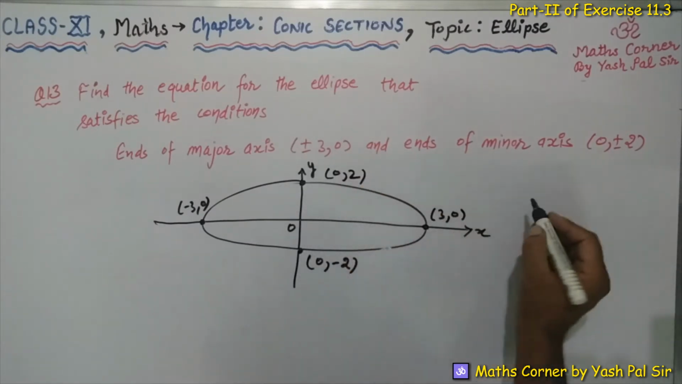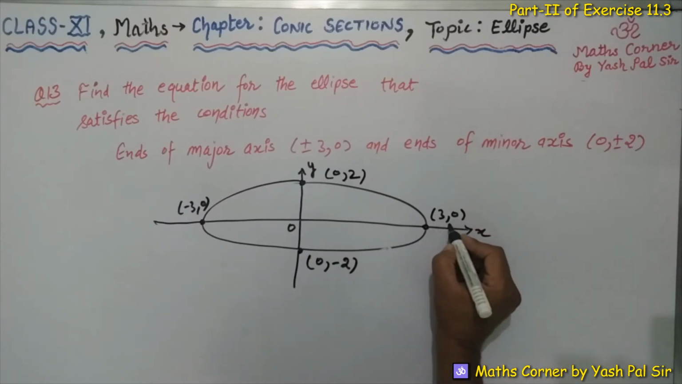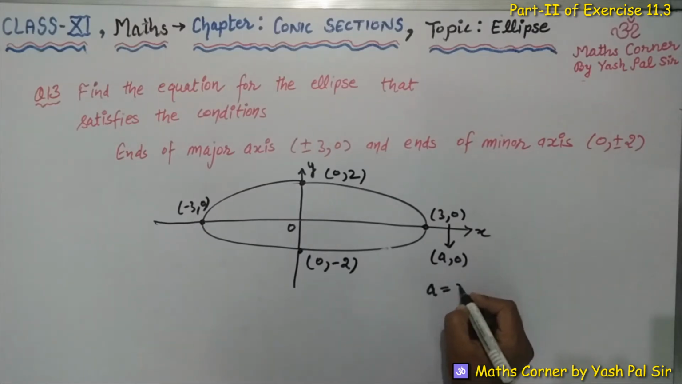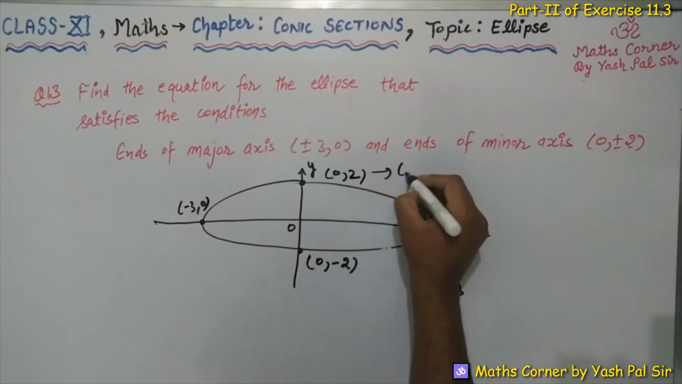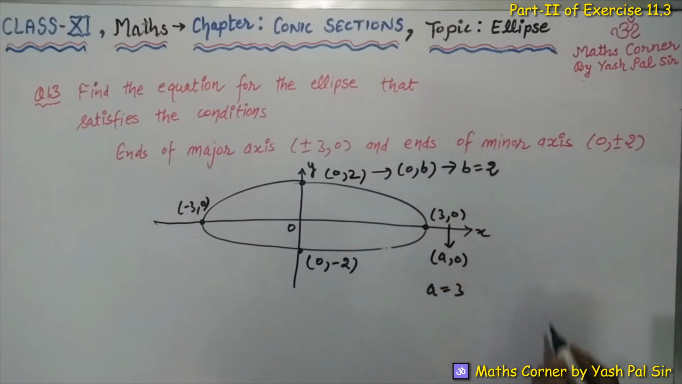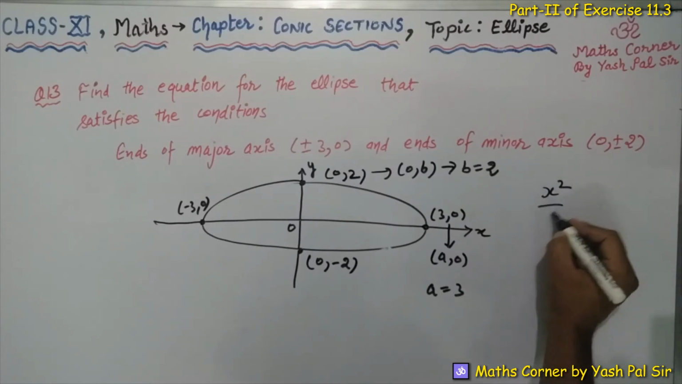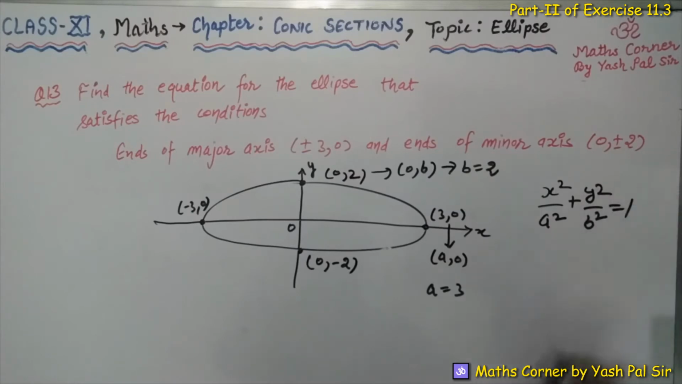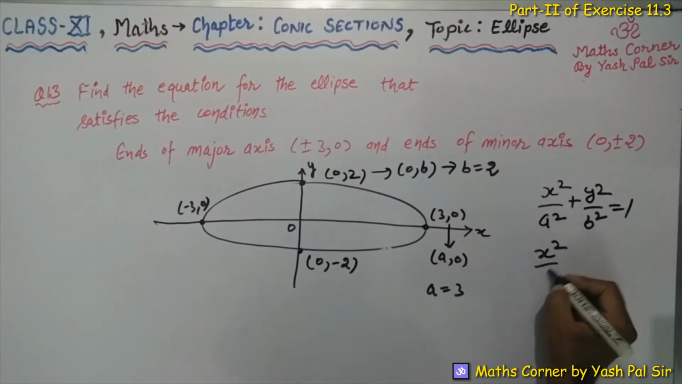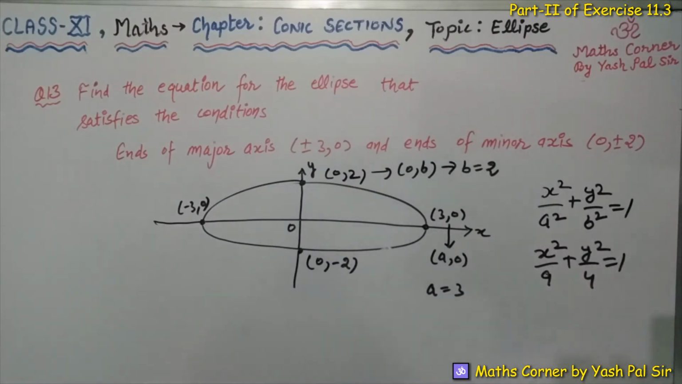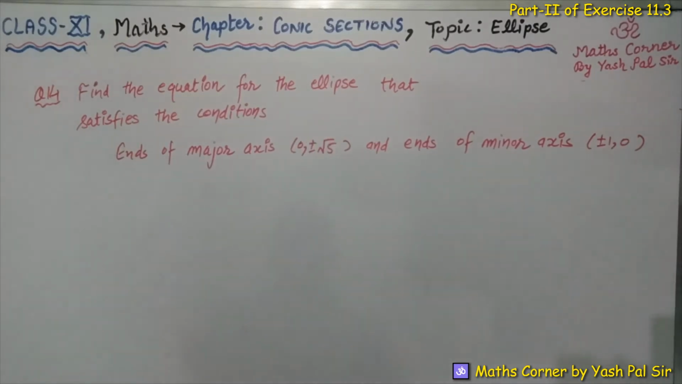So what we can see, equation will be, this point is called a, 0. So value of a is 3 and this point is called 0, b. So value of b is 2. So we can have the equation x square upon a square plus y square upon b square is equal to 1. That is x square upon 9 plus y square upon 4 is equal to 1 is the required equation. Next question. Question number 14.